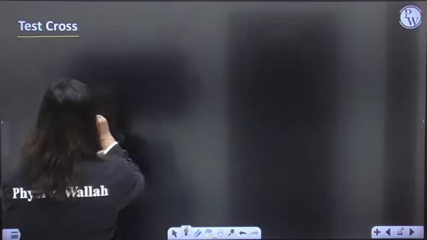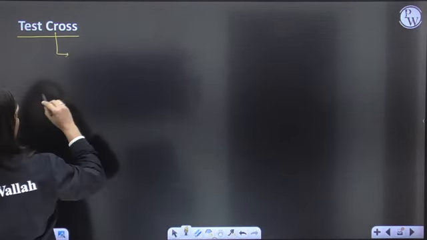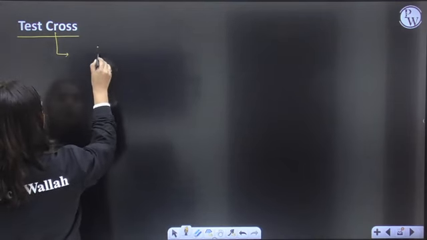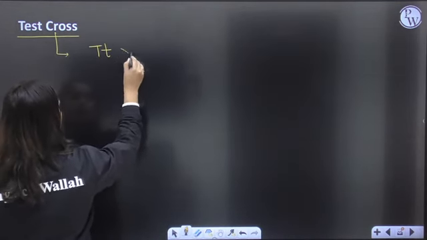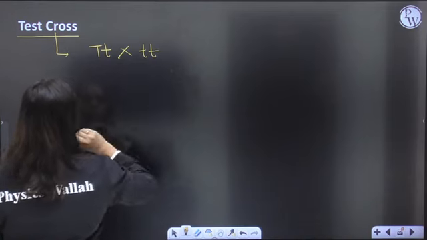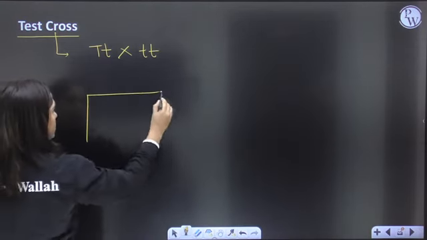Now, test cross. Let's first describe a test cross. I am saying that it is a cross of F1 with the recessive parent. So, beta, what will be the condition?